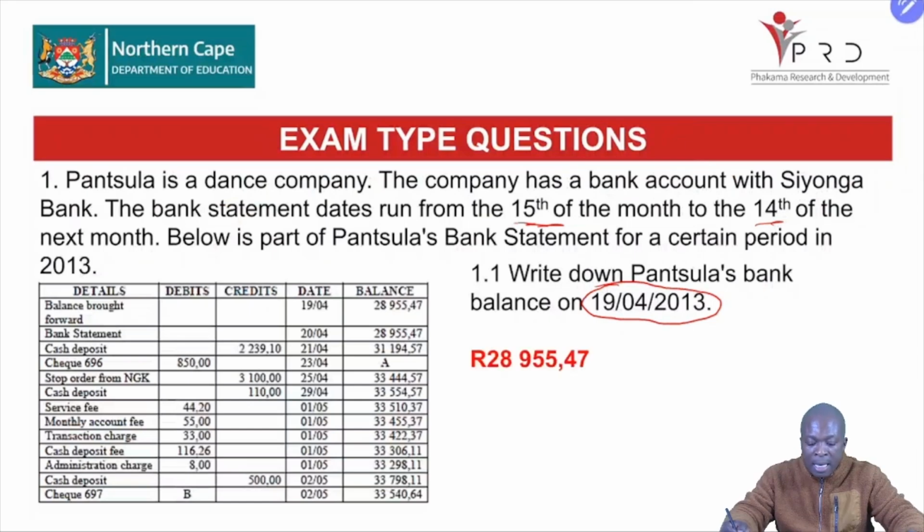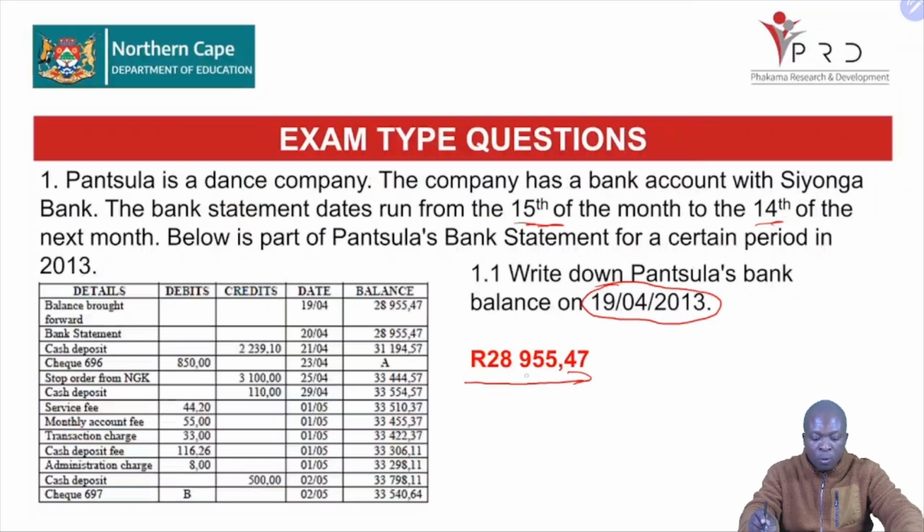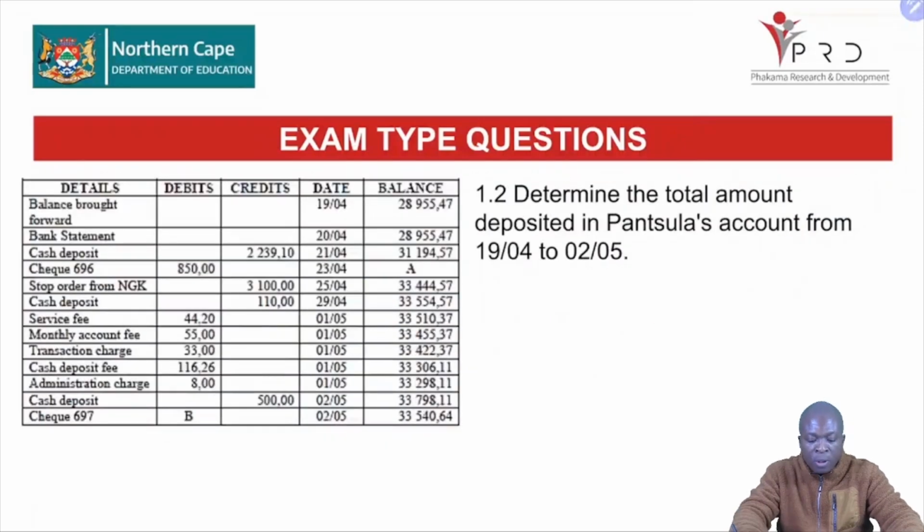Okay, so what is the answer that we got? We got 28,955 rand 47 cent. They said as at 19 April. So we check what is the bank statement balance. There is the amount. Are we good? Let's go to the next one.